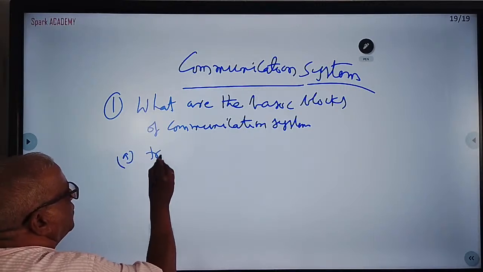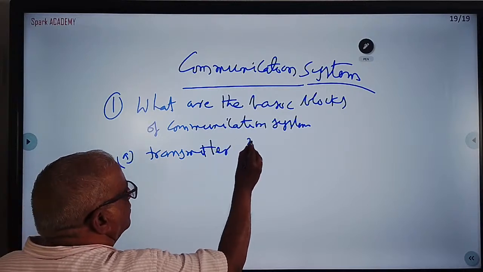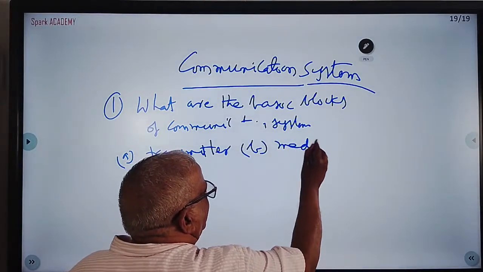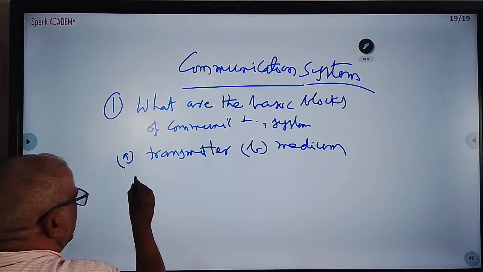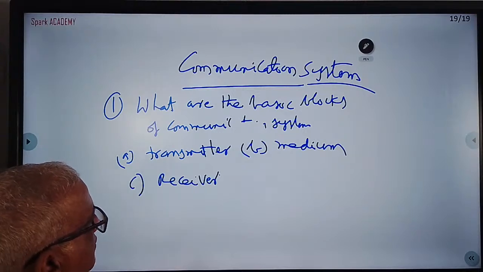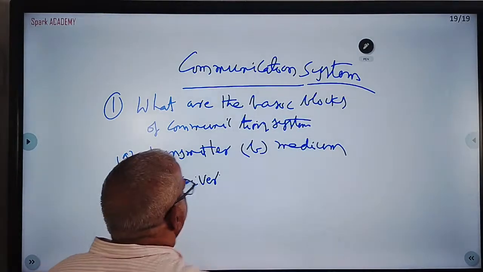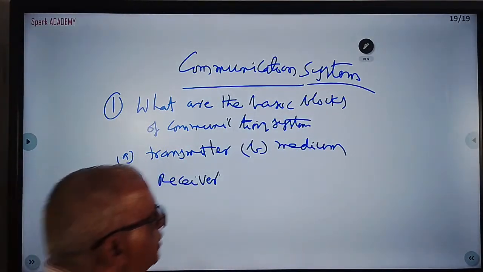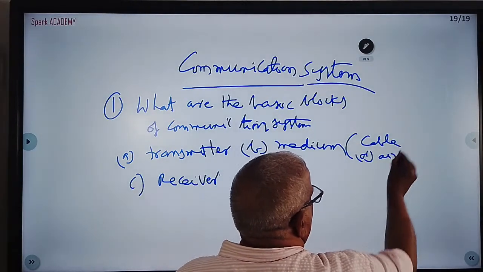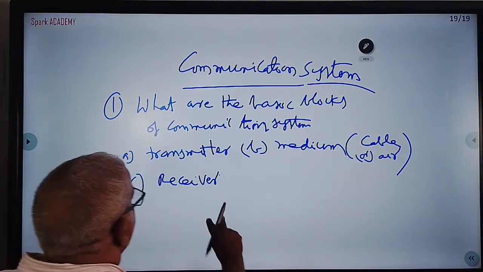Parts: A, transmitter; B, medium, that is cable or air, atmosphere; C, receiver. These are the basic blocks of a communication system. Next: define modulation, why it is necessary.